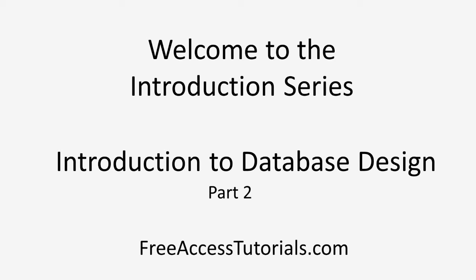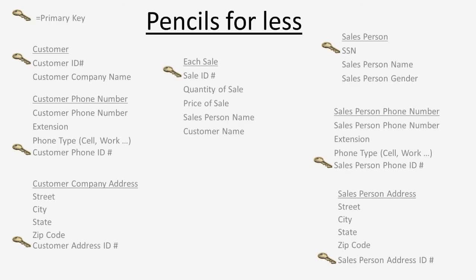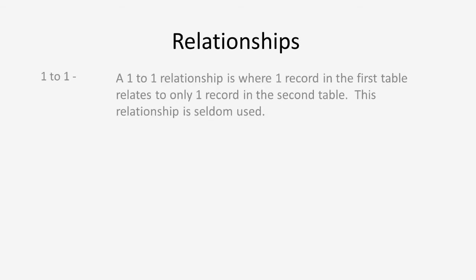This is part 2 of Introduction to Database Design. Last time we left off just finishing up making sure all of our tables had primary keys, but we were discussing how to relate the tables to one another. So we're going to begin today by going through the different relationships. We're going to go over 3 relationships, and the first relationship we're going to cover is a one-to-one relationship.